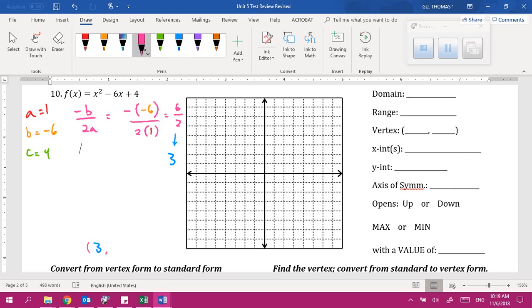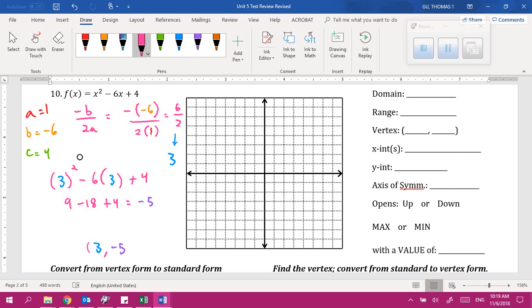Now I need to find the y value of my vertex, and how do I do that? Plug 3 into the x's, right. So it's going to be 3 squared minus 6 times 3 plus 4. And so let's simplify this. What is 3 squared? 9. And then negative 6 times 3? Negative 18 plus 4. And what does that come out to? Negative 5. So my vertex is at 3, negative 5.